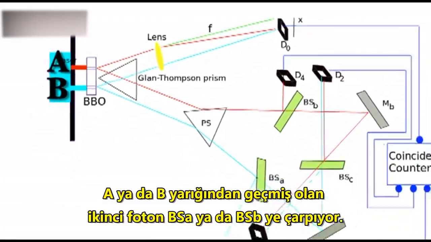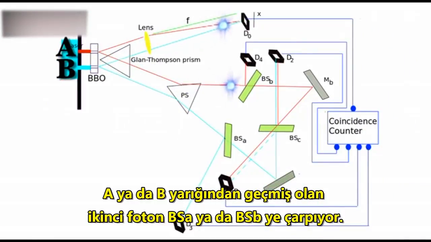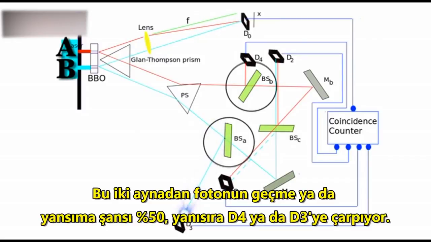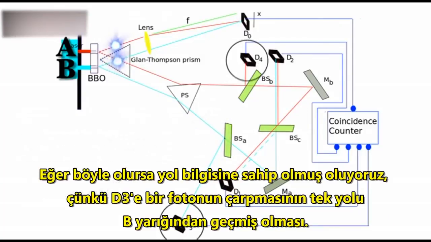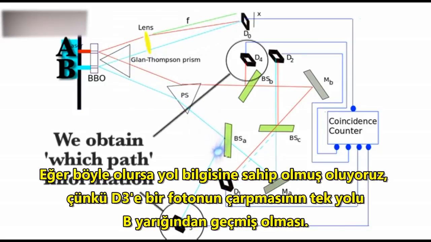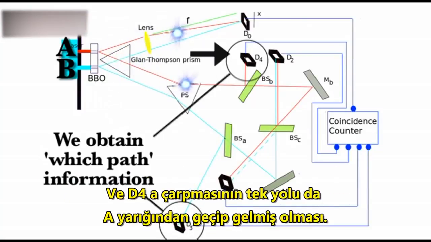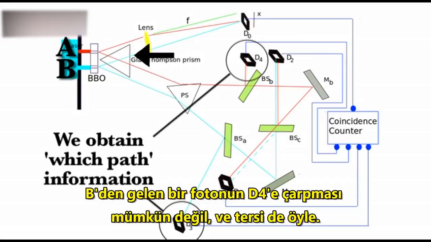Now the other photon from either A or B goes through the prism and hits either BSA or BSB. At both of these, there is a 50-50 chance it will either pass through or bounce off and go to either D4 or D3. Now if the photon hits either one of these detectors, notice what happens. We obtain which path information, because the only way the photon could hit D3 is if it came out of B, and the only way it could hit D4 is if it came out of A. There is no way a photon that came out of B could hit D4, and vice versa.